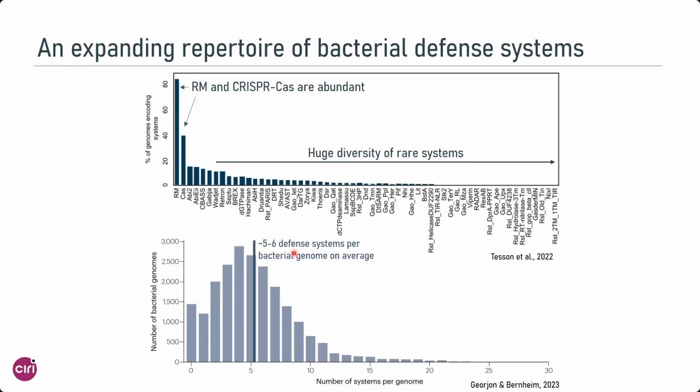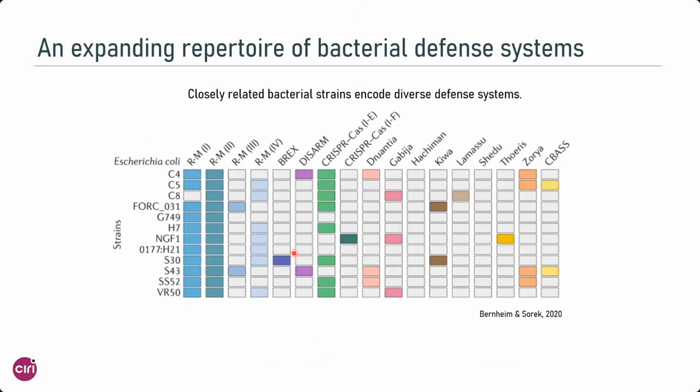And the consequence of this is that if you take 2 strains of the same species, they will encode very different kinds of defense systems. Here's an example with E. coli strains. Some of these defense systems are pretty conserved across E. coli strains, like RMs, and to some extent CRISPR-Cas systems. But then the distribution of the systems is very patchy, and this is once again due to the fact that most of these systems are encoded in mobile genetic elements, so they can be acquired and lost very quickly.